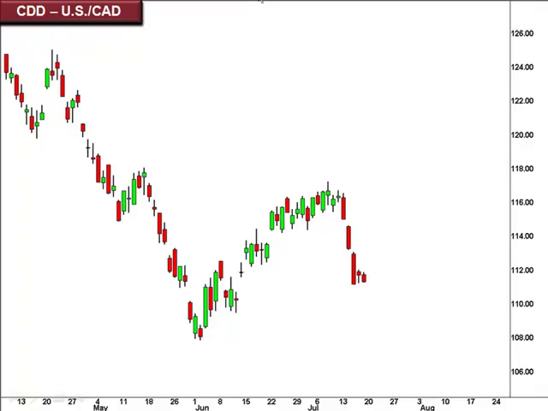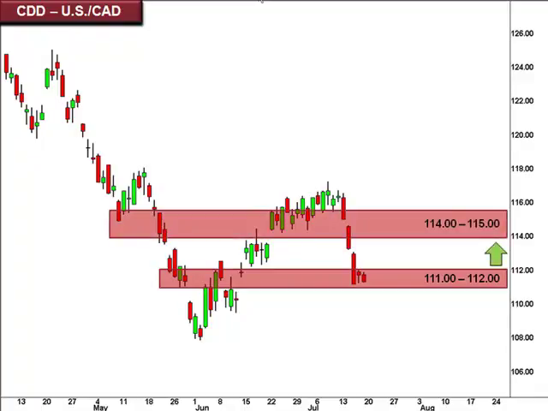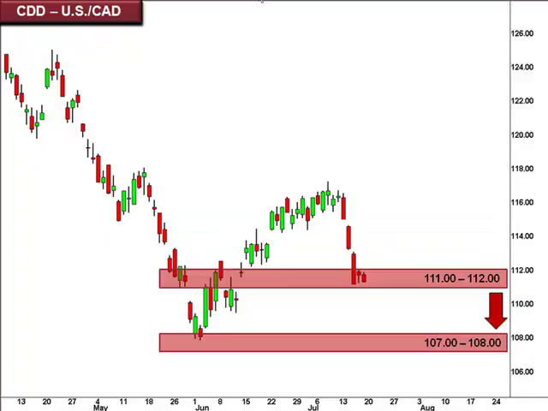Well, the U.S. dollar lost considerable ground against the Canadian dollar as seen here in the ISE FX Options pair value CDD. After a break of 114.5, the pair value traded down into our 111-112 focal zone. Now, after such a major move, a snapback is not unrealistic, likely testing resistance at 114. Failure to hold 111 brings the 107-108 box into play on the downside.